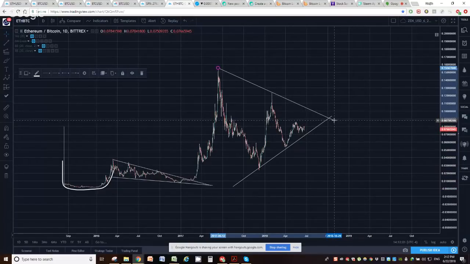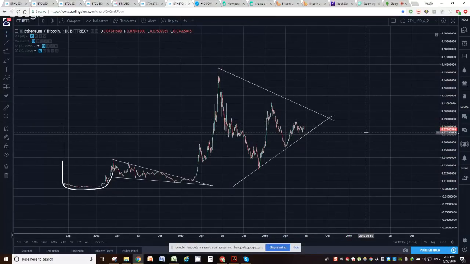So we have, again, similar to what I just showed you on Bitcoin, a symmetrical triangle which lies horizontally. The pattern by itself will only tell you that this is a moment of uncertainty. The pattern by itself will tell you maybe it can go up, maybe it can go down. Now let's look at the volume confirmation.